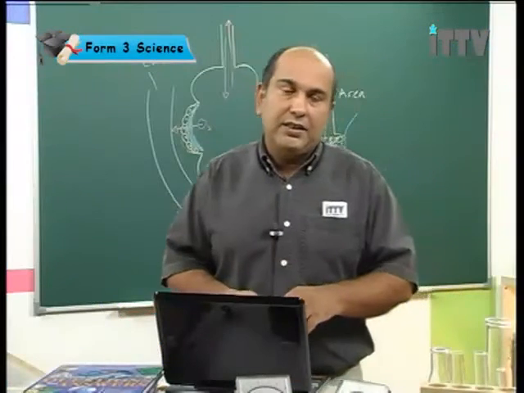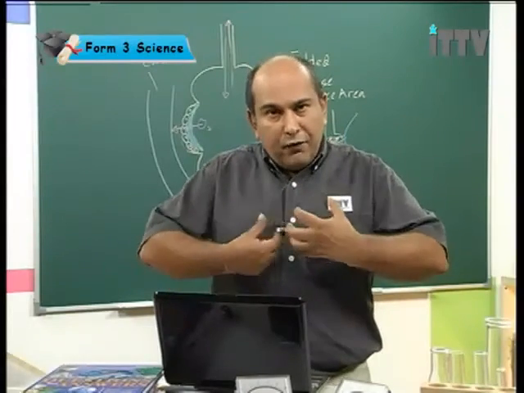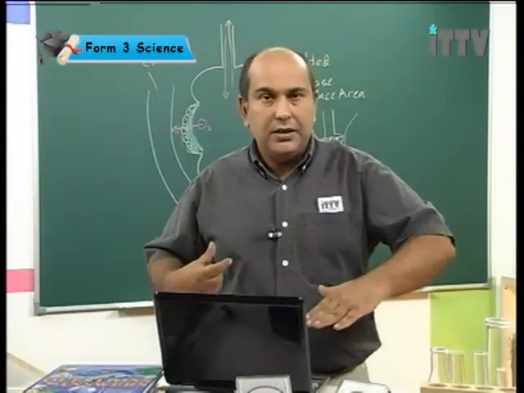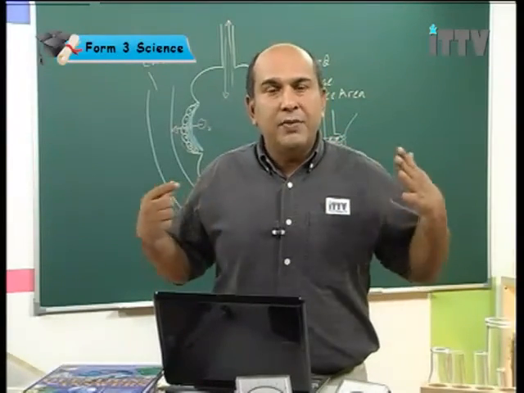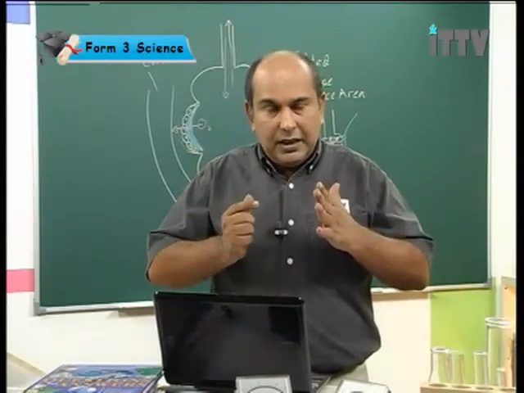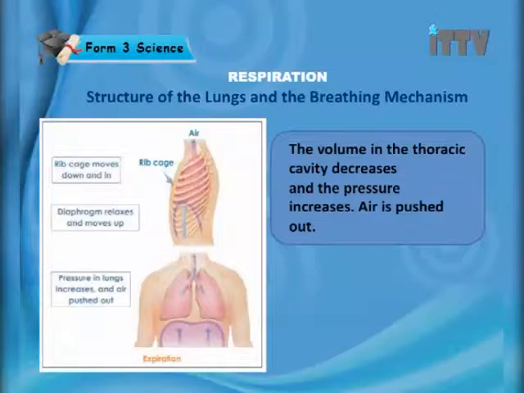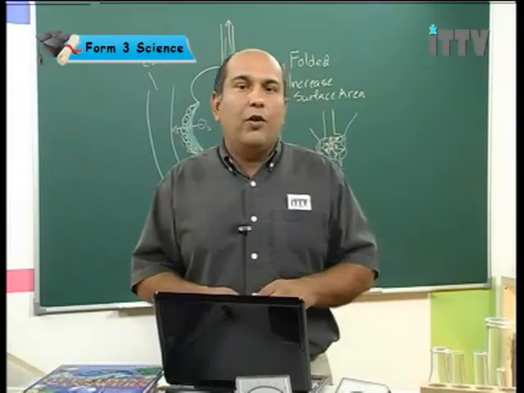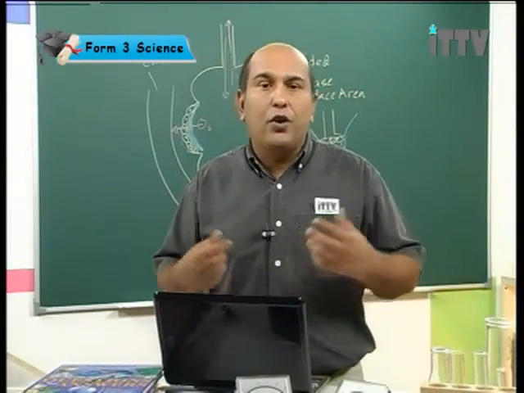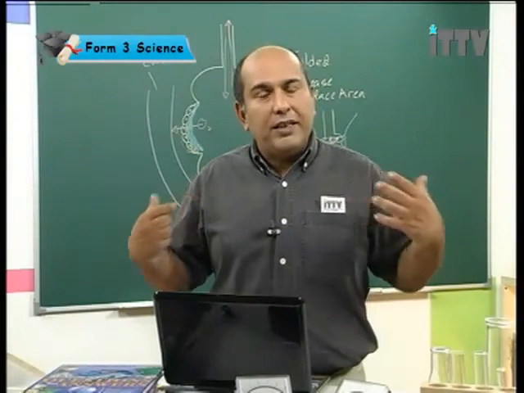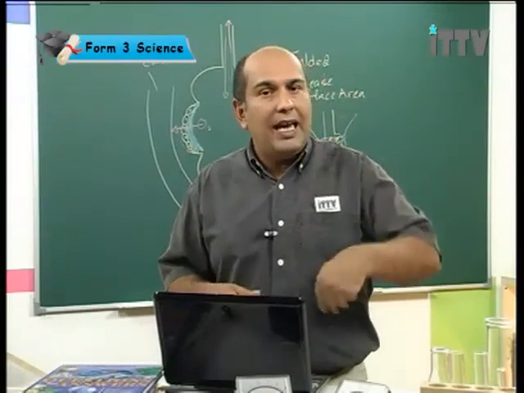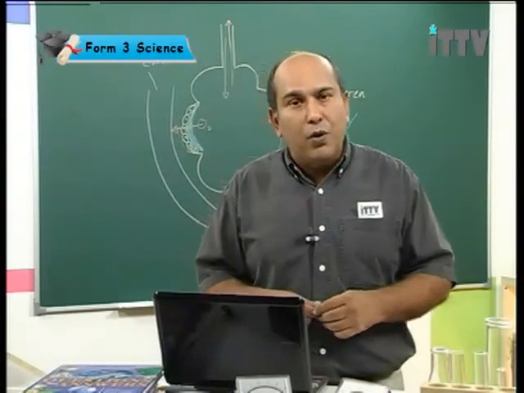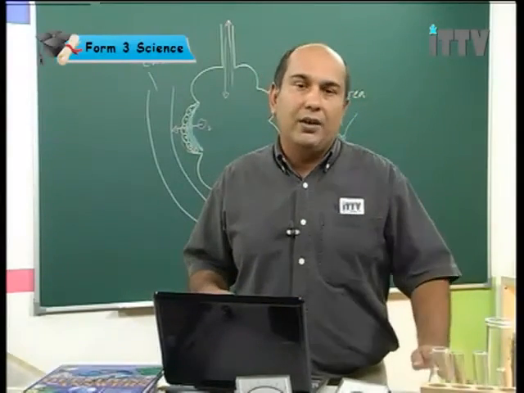So now we're going to reverse the process. Remember, when we inhaled, the volume increased and the pressure decreased. If we are reversing the process, this means the volume must decrease and the pressure increase. The volume in the thoracic cavity decreases and the pressure increases, air is pushed out. So remember, in order to get air in and out of our body, we change the volume of our thoracic cavity. When the thoracic cavity volume is large, pressure is low, air enters. When the thoracic cavity volume is small, pressure increases and air is pushed out.